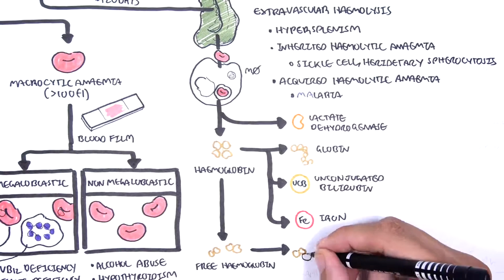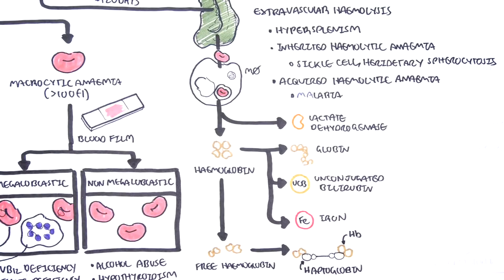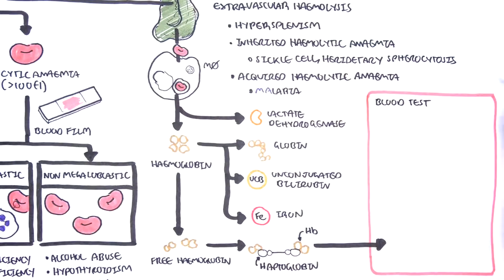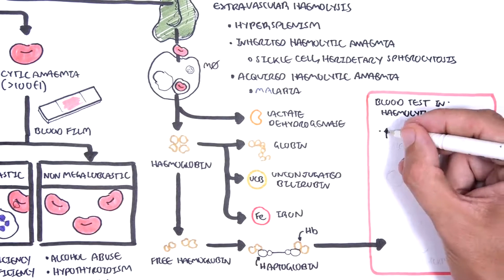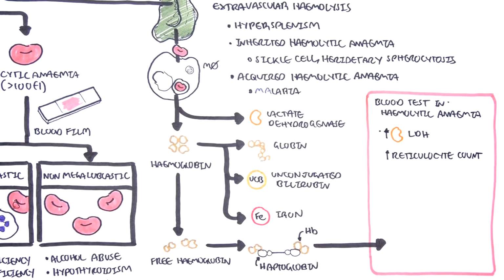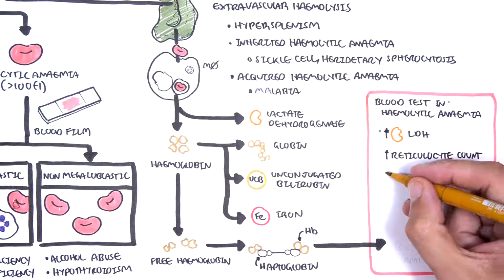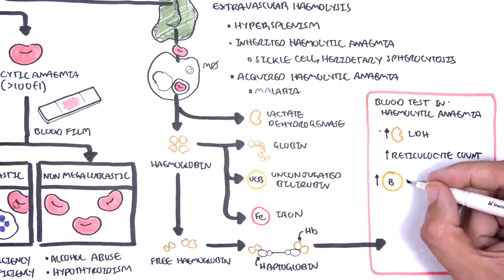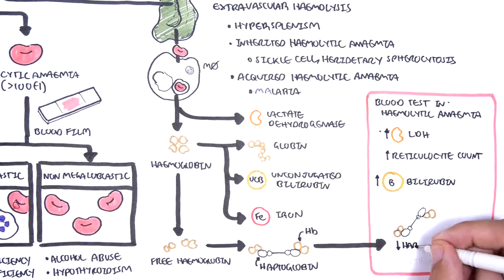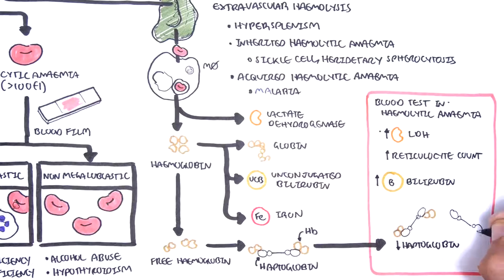Luckily, there are molecules which float around our body which help clear up these free hemoglobin molecules. These are called haptoglobins. Therefore, blood tests to order in someone with suspected hemolytic anemia include measuring their lactate dehydrogenase, which should be elevated, the reticulocyte count, which should be elevated because the body is trying to compensate by producing more red blood cells. There should be an increase in bilirubin, which also means the person can present with jaundice. And finally, low haptoglobin levels, because they are bound to free hemoglobin and are being cleared up by the body.